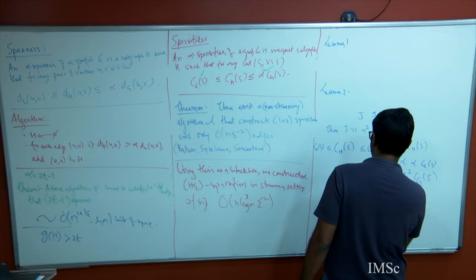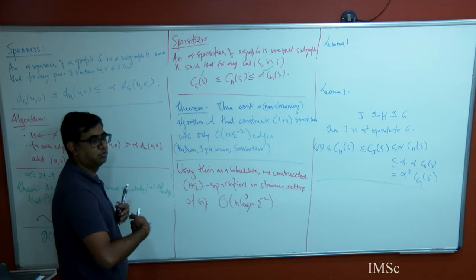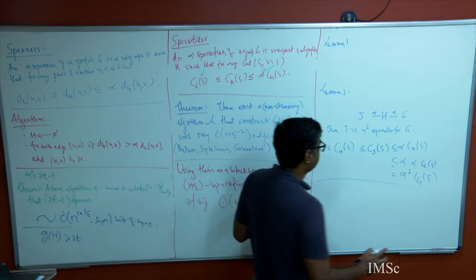So what does this tell us? If I have a graph and I have a sparsifier, and I further sparsify this, then this sparsified object just loses slightly in its quality with respect to the original graph, okay? And that means that we can compose these kinds of sparsifiers and use them recursively, okay?